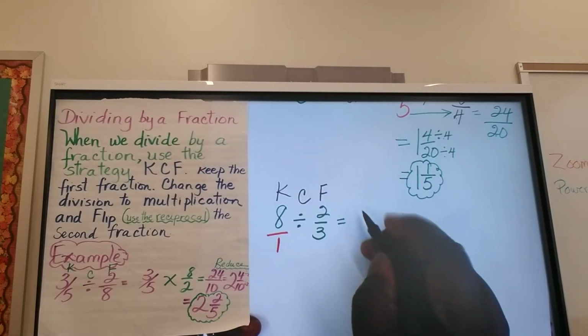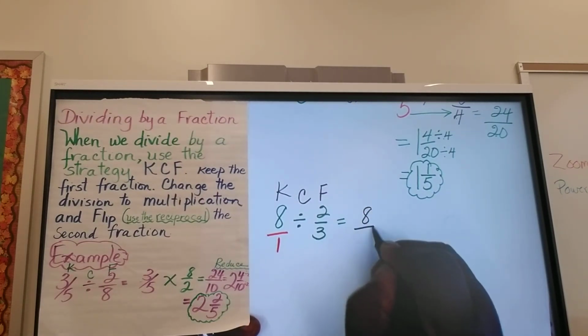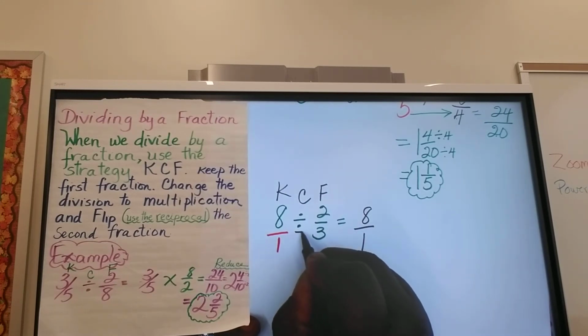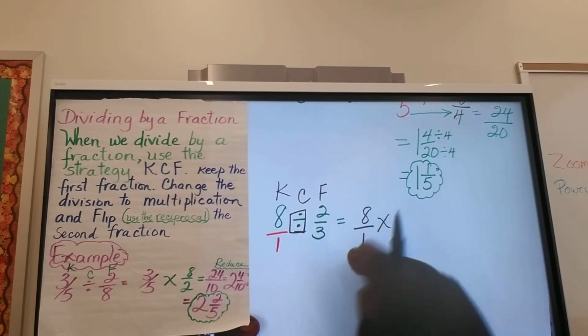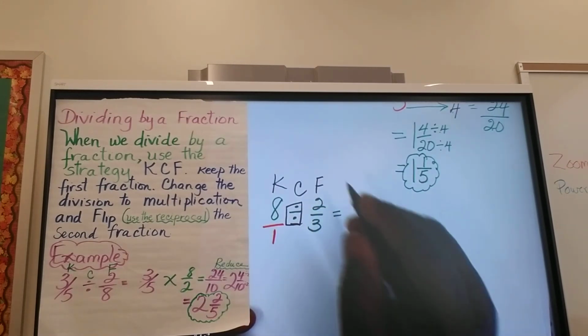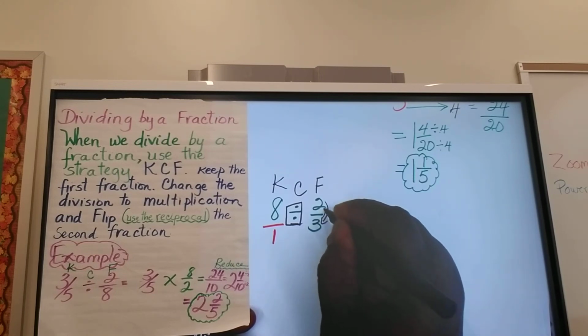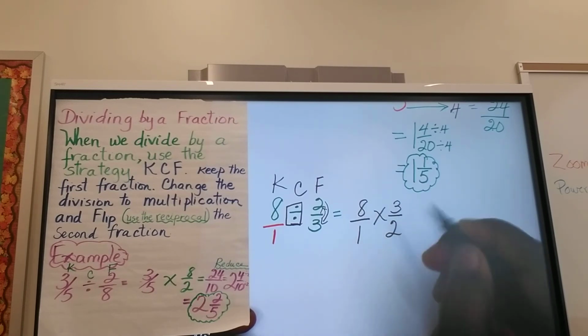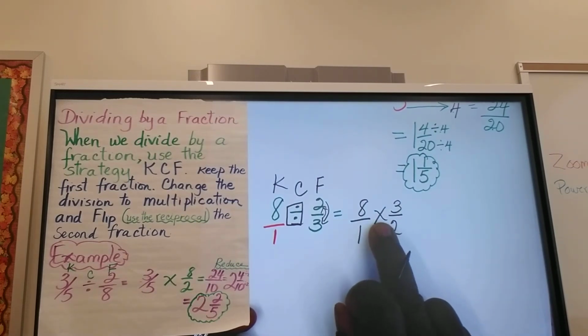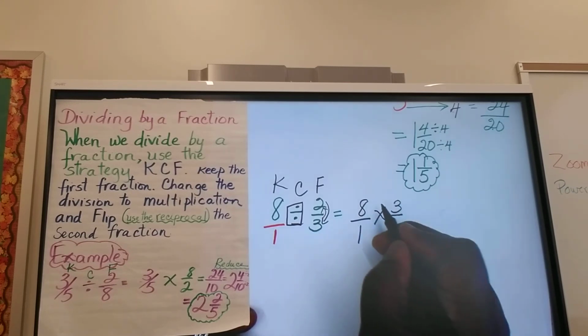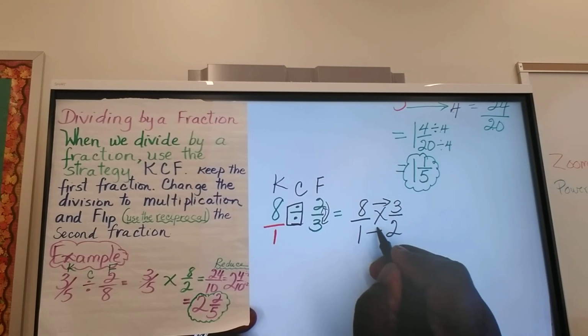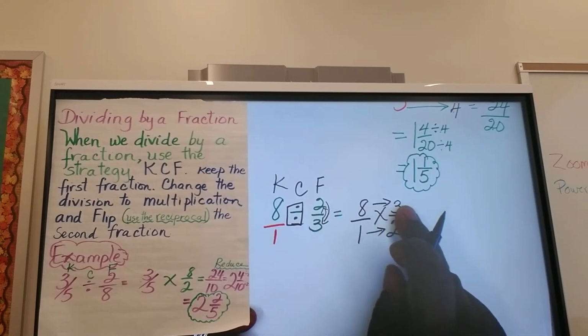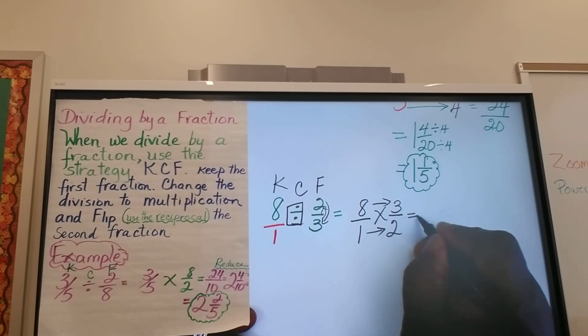So we keep the first fraction, which is our 8. We change the operation to a multiplication. And then we use a reciprocal, or we flip the next fraction. So the 3 is now on top and the 2 is on the bottom. Now, because the operation is multiplication, we can go straight ahead and solve the problem, because when we multiply, we just multiply across and then reduce if necessary.